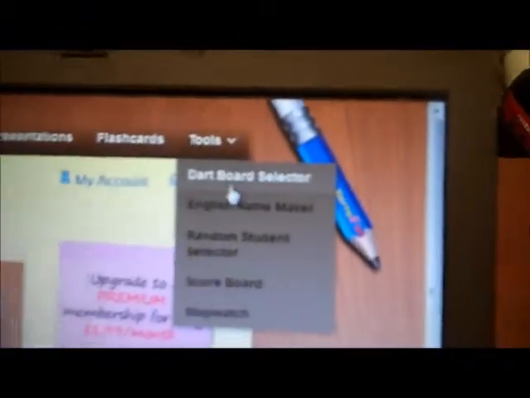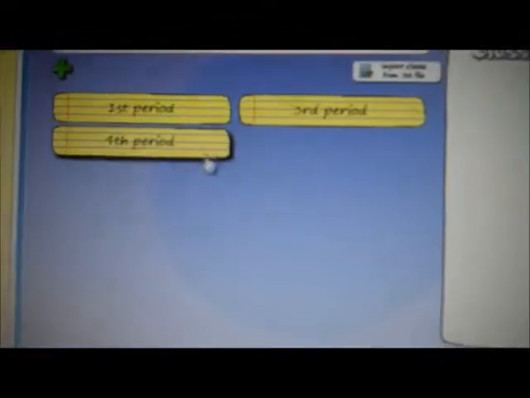They also have some really fun stuff on here that I absolutely love that I'll just mention really quick. There's a dartboard selector. This is also a way to, you can input your names from 4th period again. And here they have all of their names, and you can just pick a color, like if you're doing groups. Let's say group 1, I want that to be red. I'm just going to click. So the dart will fall on someone's name.